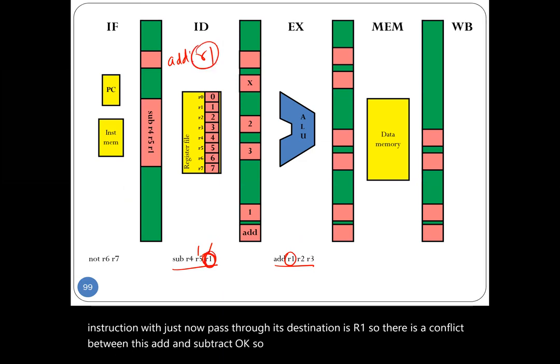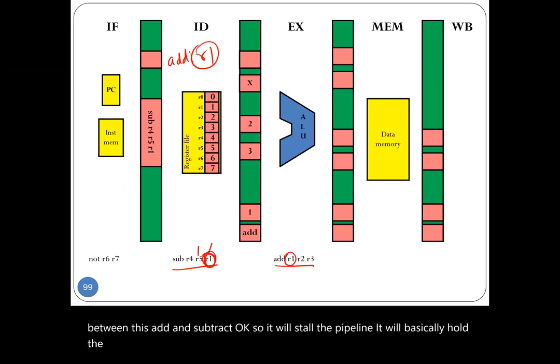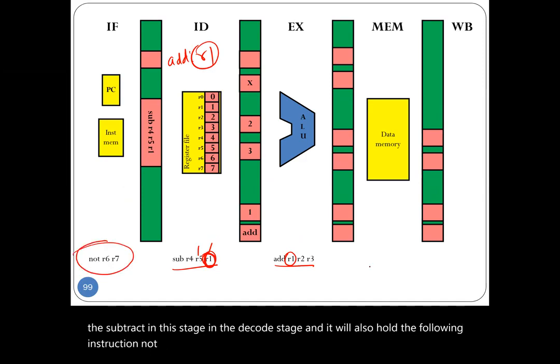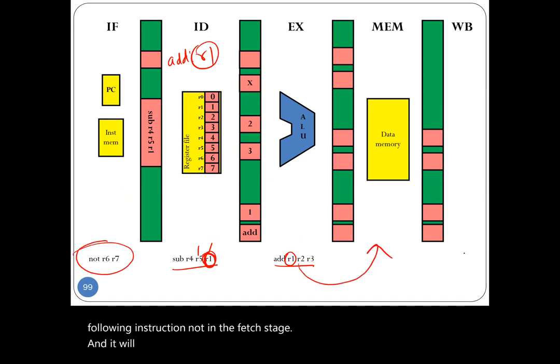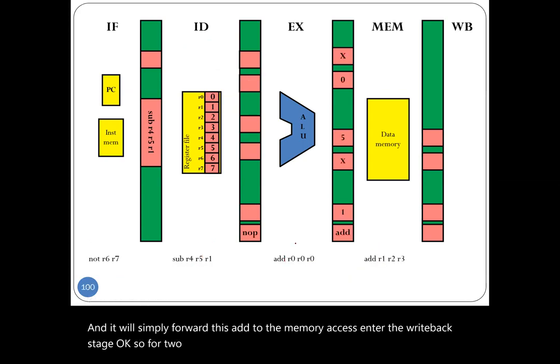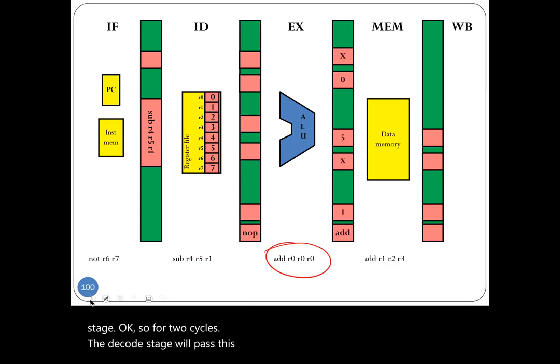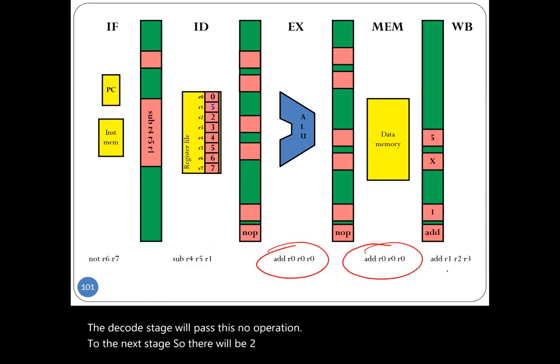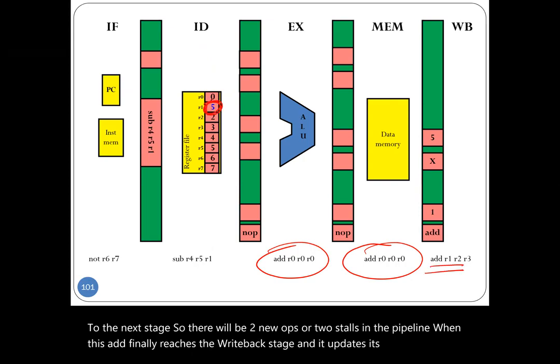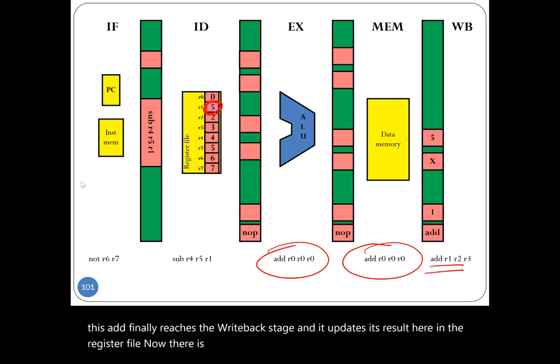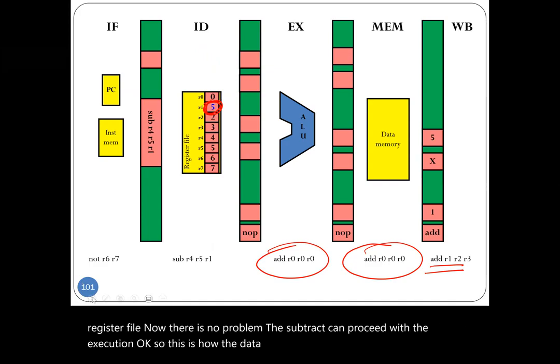It will hold the subtract in the decode stage, and it will also hold the following instruction in the fetch stage, and it will simply forward this add to the memory access and the write back stage. For 2 cycles, the decode stage will pass this no-op to the next stage. So there will be 2 no-ops or 2 stalls in the pipeline. When this add finally reaches the write back stage and updates its result in the register file, now there is no problem. The subtract can proceed with the execution. This is how data hazards are dealt with in our pipeline.